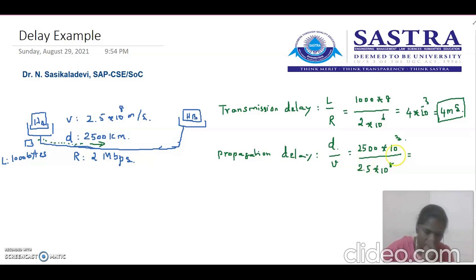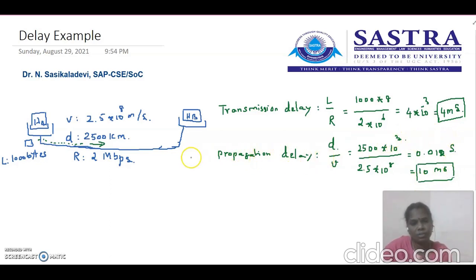So this is equal to 0.010, sorry, not 0.015. So this is nothing but 10 millisecond delay. This is in terms of seconds and this is in terms of millisecond. So this is 10 millisecond delay.